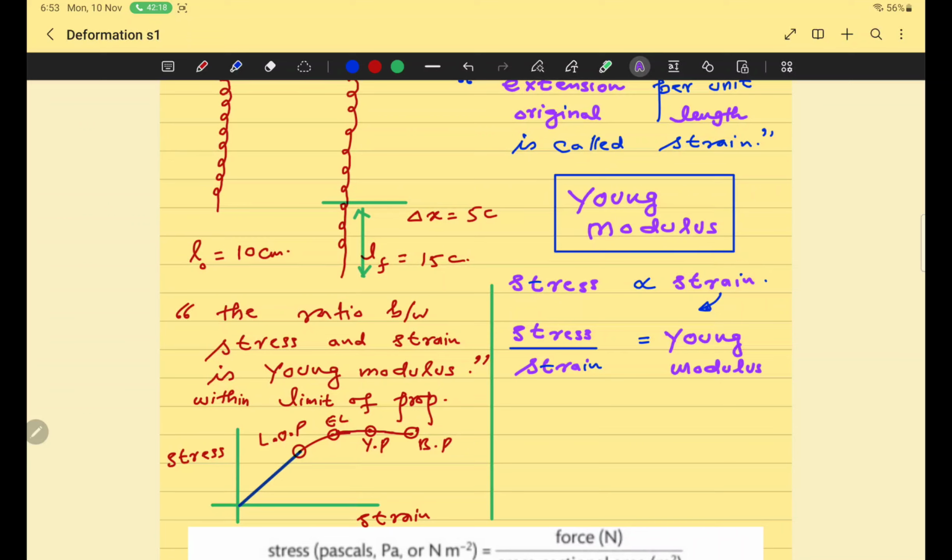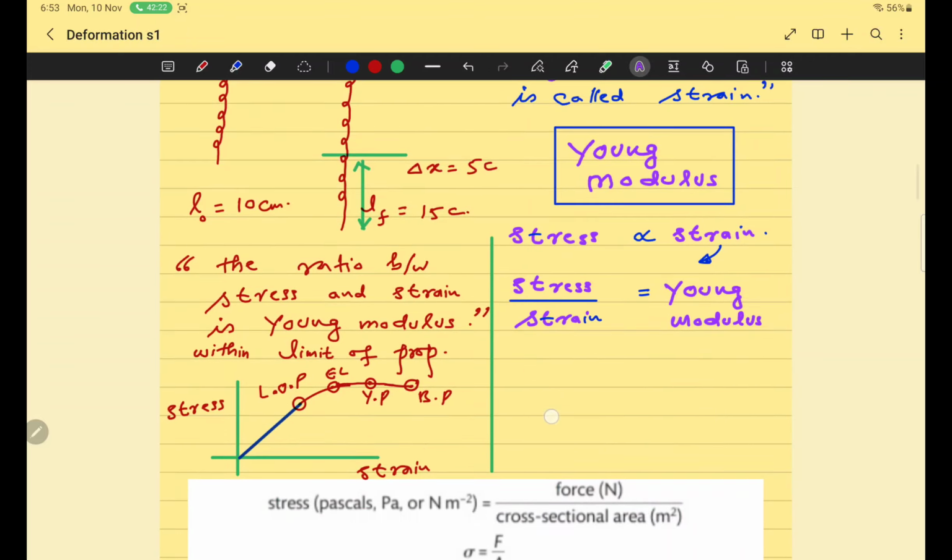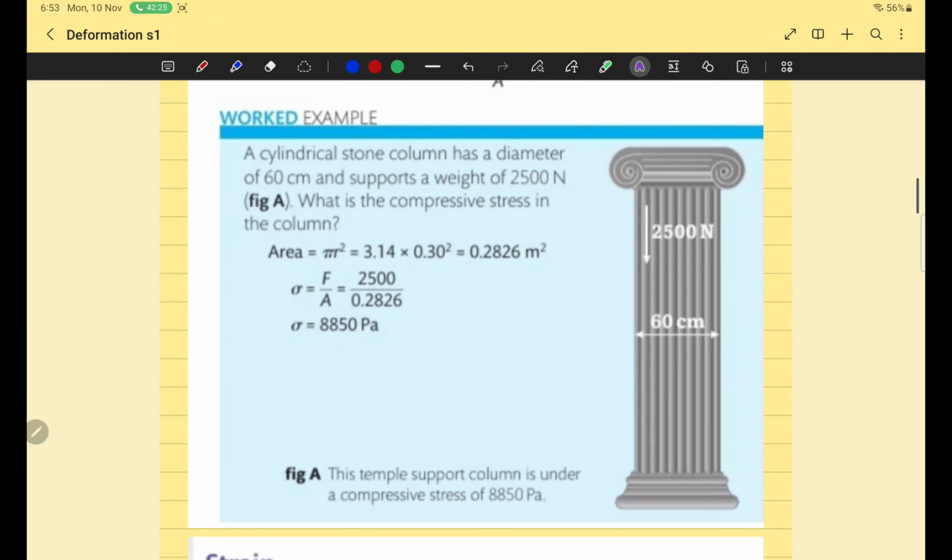Excellent. Theory is finished. And now we can solve a few easy questions from your book.